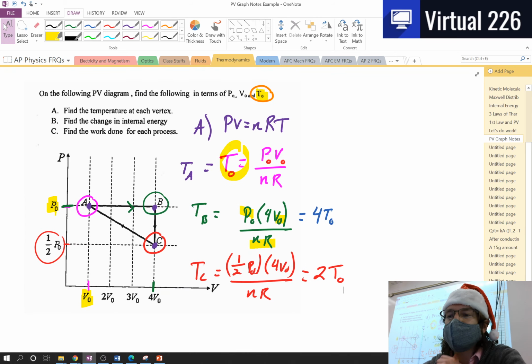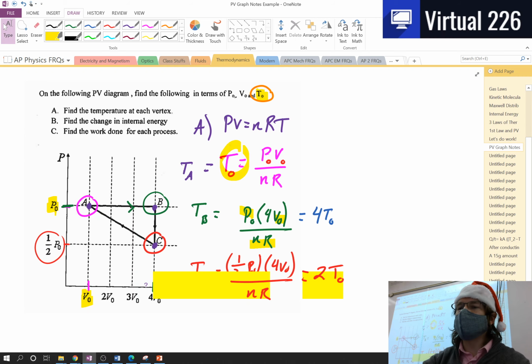And if we did have numbers on this graph, we could just slam those numbers in with a calculator and get some value of a temperature. But in this case, we're just solving for everything in terms of constant values.